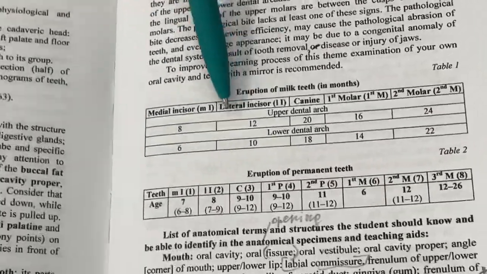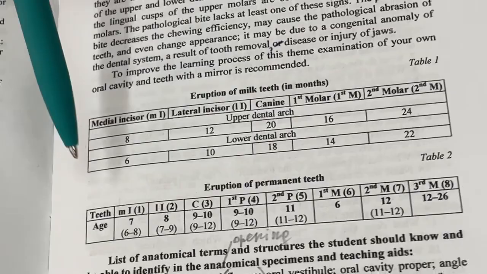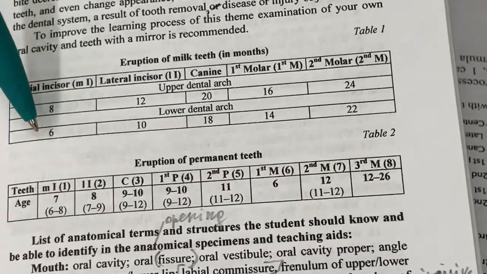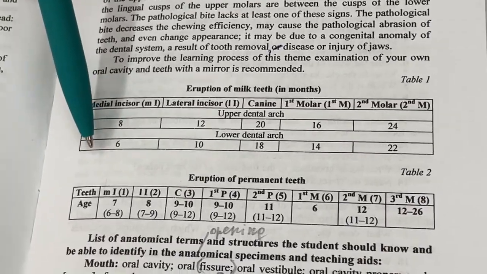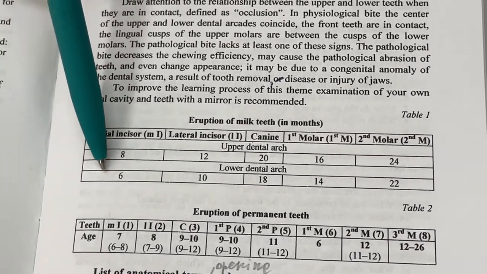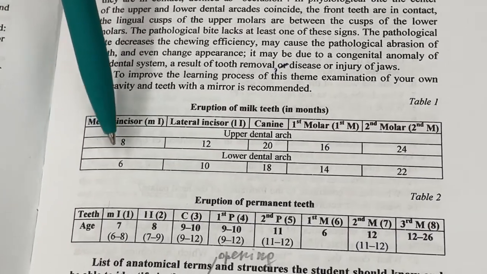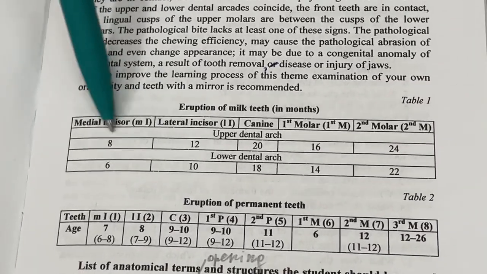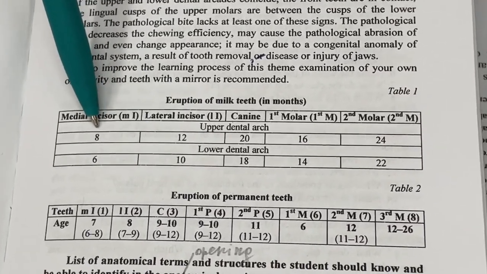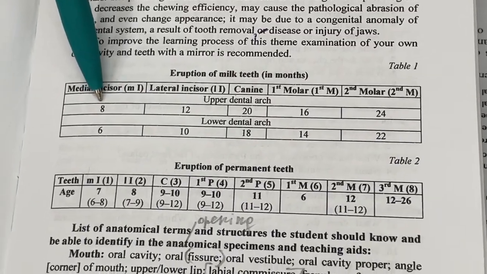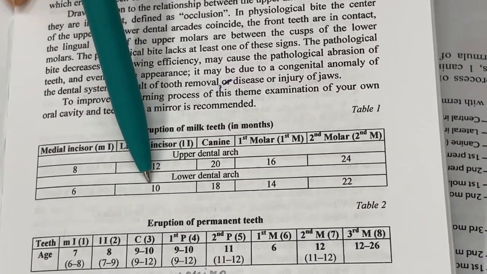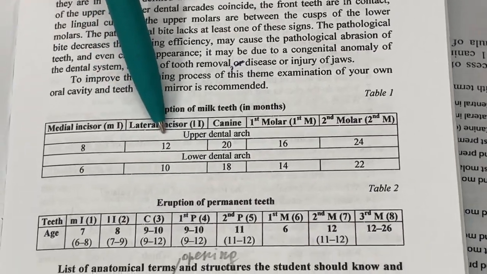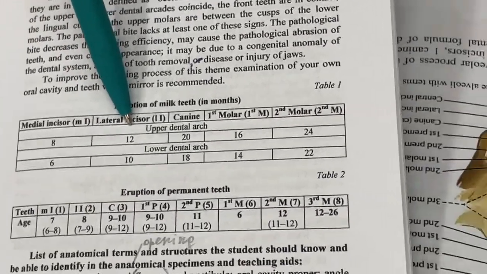And if you look at this table, you can see here the lower incisors, first one. So it is 6. Then we add 2 months, and it is the upper first incisors. Then we add 2 months, we have lower second incisors. Then 2 months again, upper second.